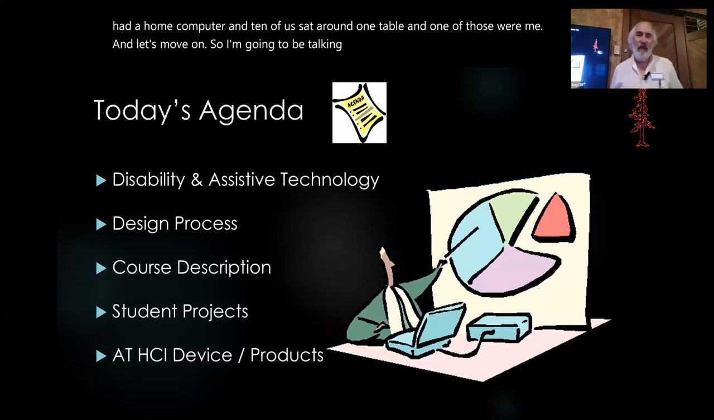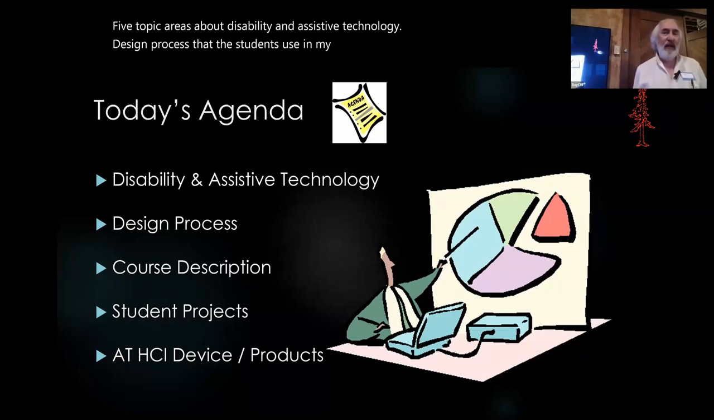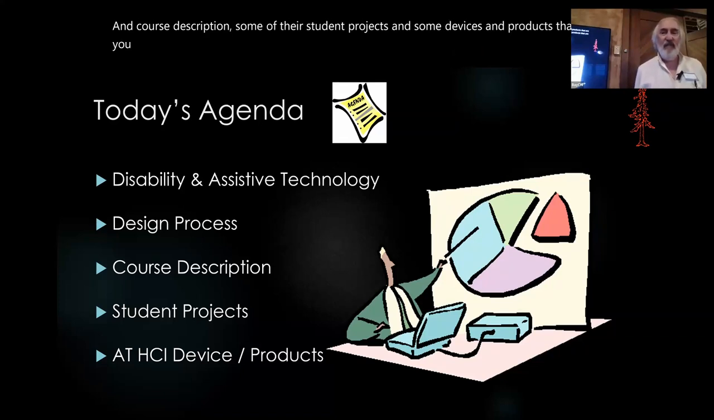And without any further ado, I'm going to try to switch over to his slides. About five topic areas about disability and assistive technology, design process that the students use in my course, and course description, some of their student projects, and some devices and products that are human-computer interface type projects related to disability.